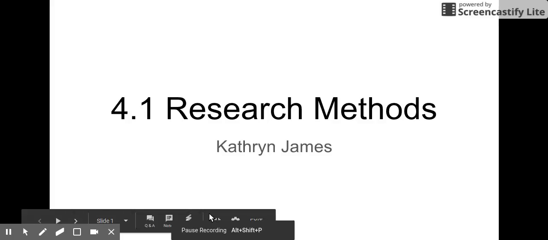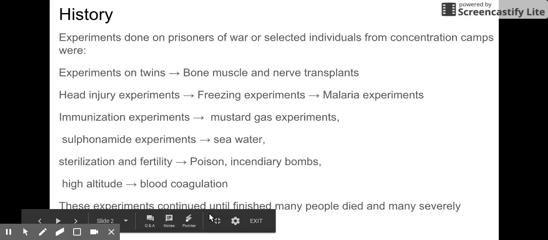4.1 Research Methods. So in this assignment, I'll be talking about different scenarios within a situation and explaining all the ethical and legal issues with it, and the punishment and what this causes, etc. So in World War II, experiments were done on prisoners of war or selected individuals from concentration camps.